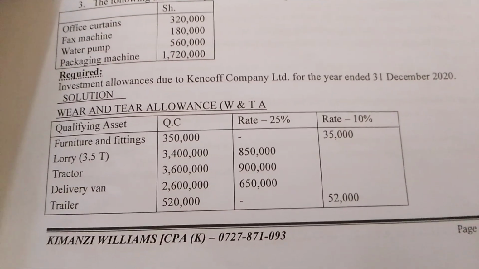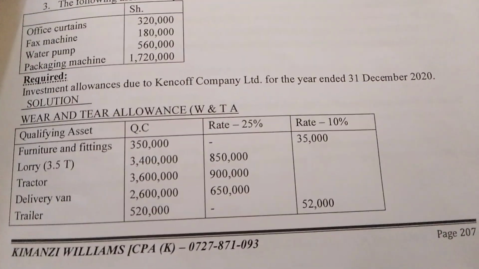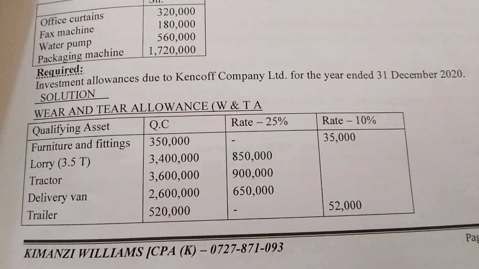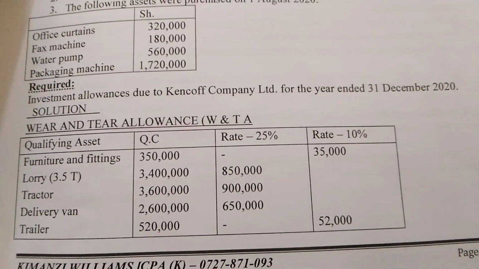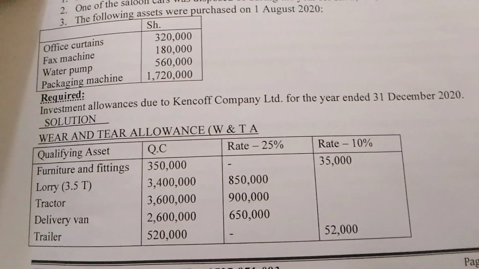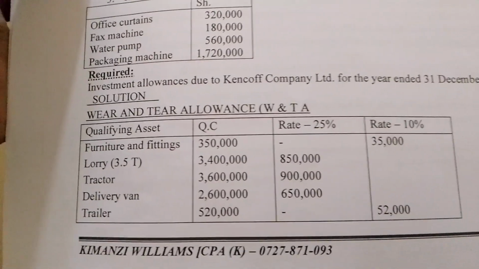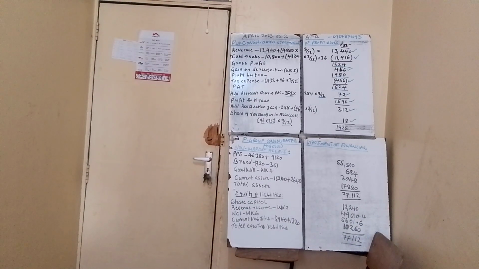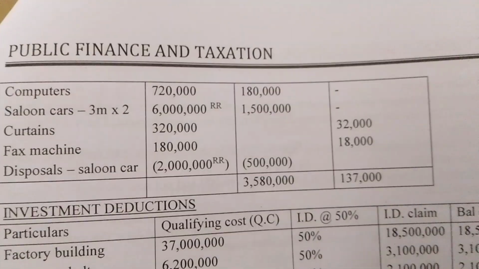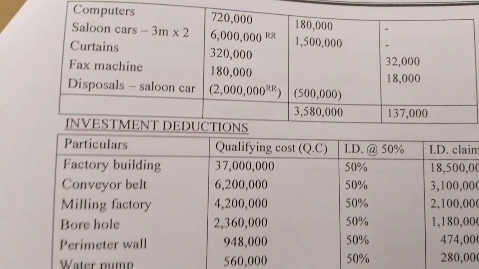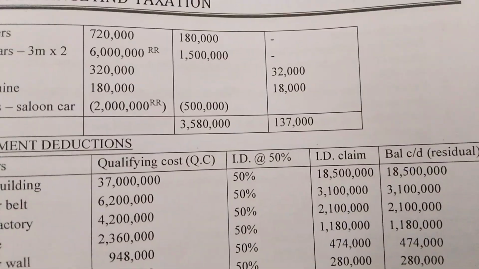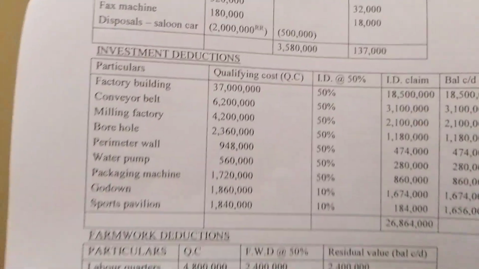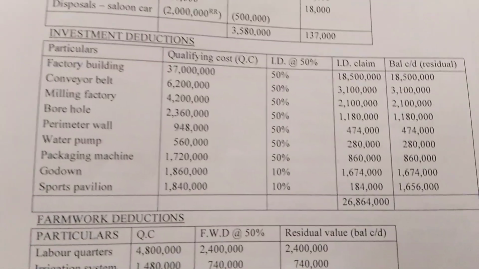Don't focus too much on my contacts. Focus mostly on the solution. The wear and tear allowances: you have seen the items which we grant 25% and the ones that we grant 10%. The solution continues on the other side, and finally you are able to get your answers there. Then investment deductions.